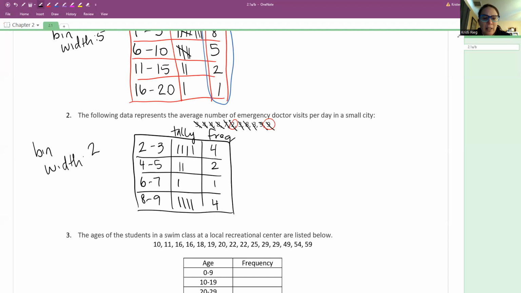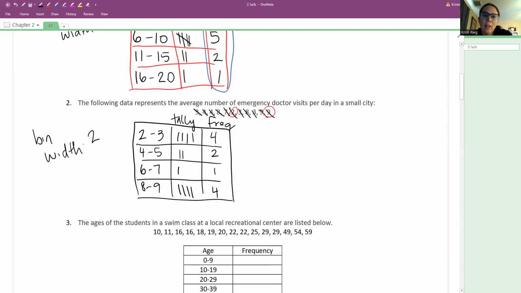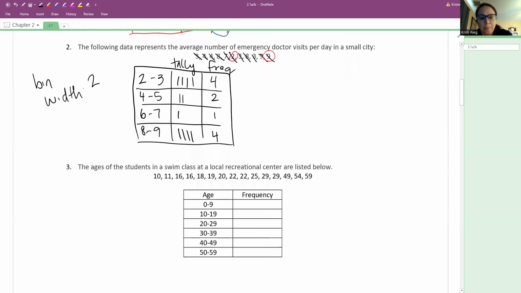And so now it's easier to see that we have the average number of emergency doctor visits per day in a small city. 4 of the days have 2 to 3 visits, and 4 of the days have 8 to 9 visits. So we can see there's a spike on both ends, but only one day had 6 to 7 visits. It just gives us the data in a more organized fashion, so that way we can use it to make conclusions later on. Right now, we're just playing with the data.